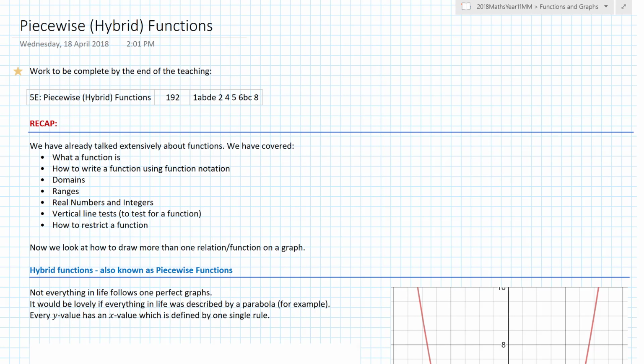Hi and welcome to this, our little lesson on piecewise hybrid functions. Now what do you mean by piecewise and hybrid functions? Well, if you've got a hybrid car, that means your car operates on a bit of electricity and a bit of petrol, gas, fuel, whatever you're saying. So hybrid has something to do with mixing stuff together.